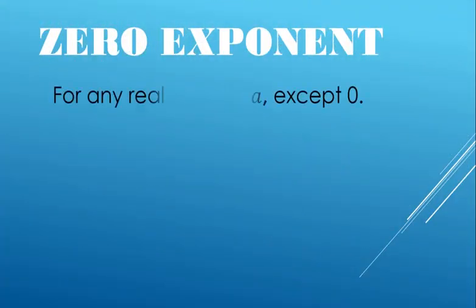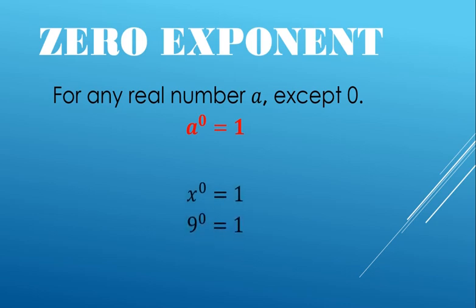Zero exponent. Any real number a except 0. So, kapag kahit anong number, maliban sa 0, na-erase mo sa 0, sagot ay 1. Okay. For example, 2x raised to 0. So, 1 ang sagot dyan. 9 raised to 0. 1 ang sagot dyan. Kahit anong number yan, kahit anong variables yan, basta erase mo sa 0, ang sagot ay always 1.